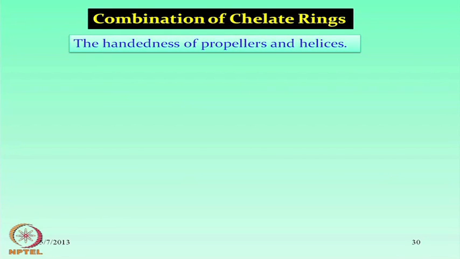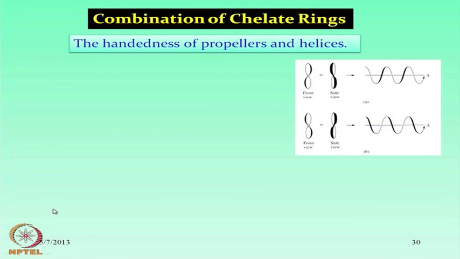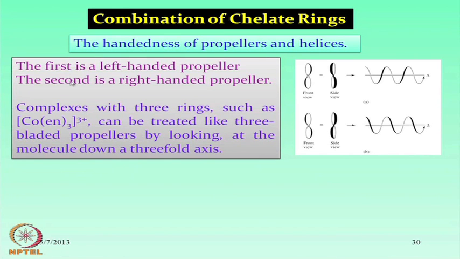So, if we have the combination of these chelate rings, what we see is the handedness of propellers and helices. We have the front view, the propeller view, and the side view. In one form it is moving from one direction to the other, that means it is in the lambda form, which is the left hand direction. And when it is in the other form, the right hand direction, we get the corresponding delta version.